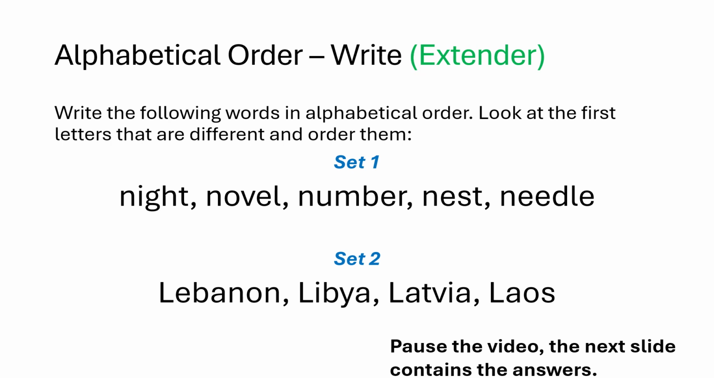Here is an extender for anyone who would like a challenge. Write the following words in alphabetical order. Look at the first letters that are different and order them. Set 1, night, novel, number, nest, needle. Set 2, Lebanon, Libya, Latvia, Laos. Pause the video. The next slide contains the answers.